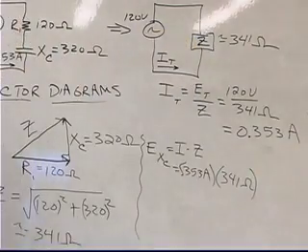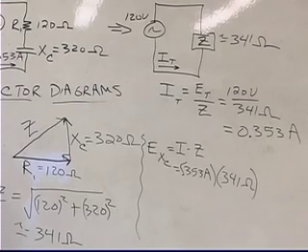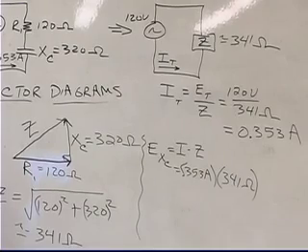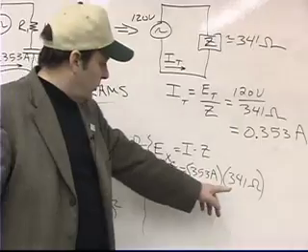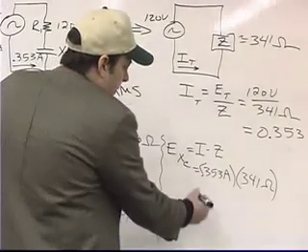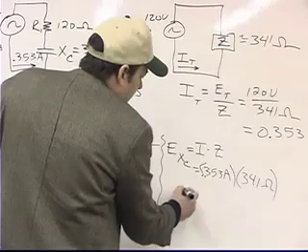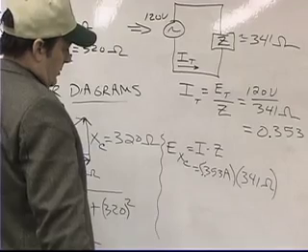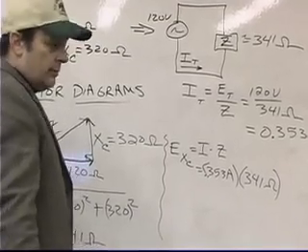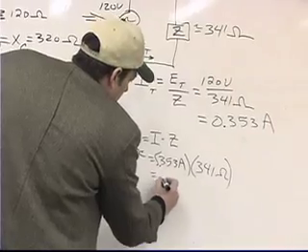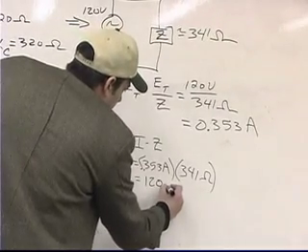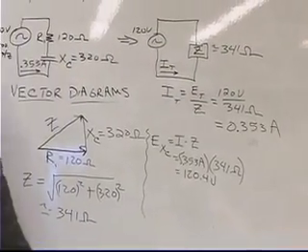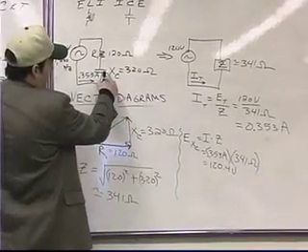So what do we get for a voltage drop across the capacitor? So when you take 341 and multiply it by 0.353, what do we get? You get 120.4 volts. Okay, so we're getting a drop of 120.4 volts here.